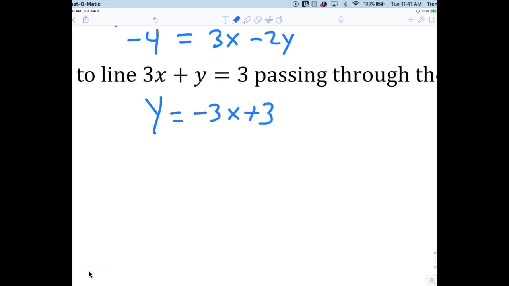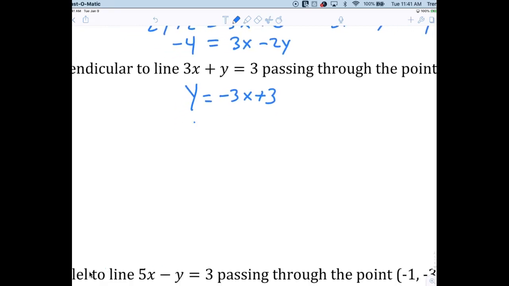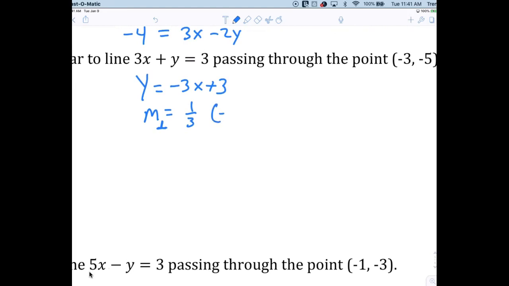Negative 3x plus 3. You okay with that? All right, come on now. So now m equals what? The slope of the perpendicular would equal what? 1/3, right. And we're passing through the point -3, -5. So go ahead, write the equation for me. Y.